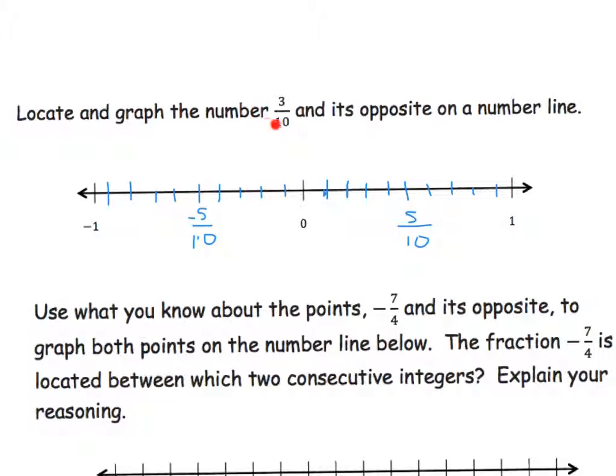I needed something broken into tenths. So I have this broken into tenths, so this is like 5/10, which is the same as 1/2. 1/2 the distance between 0 and 1, and this is like -1/2. Half the distance between 0 and -1, but to the left. So if I was going to do 3/10, this is 1/10, 2/10, 3/10. And its opposite would be on the other side of 0, 3/10 away. And this would be -3/10.